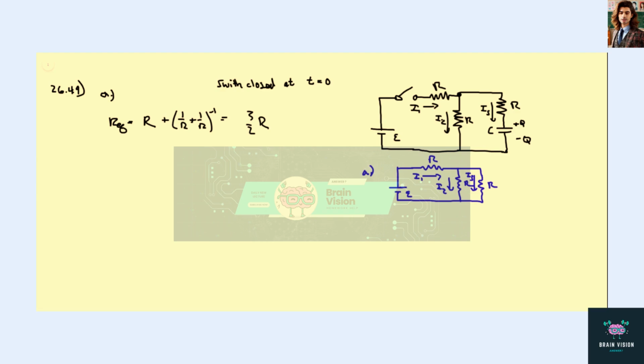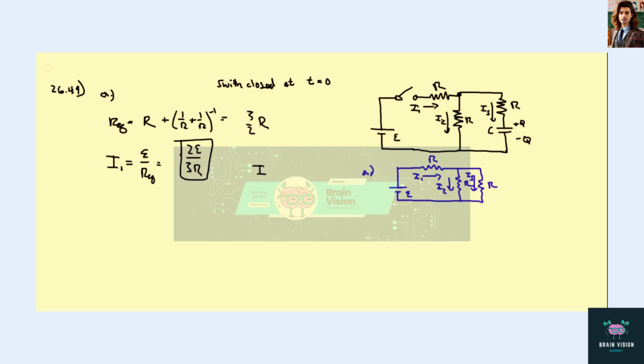Now using Kirchhoff's loop rule, we know that I1 is given by EMF over REQ. In this case, this is just 2 EMF over 3R. So this is I1.